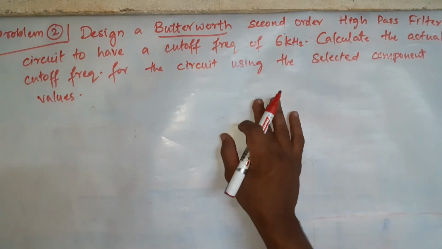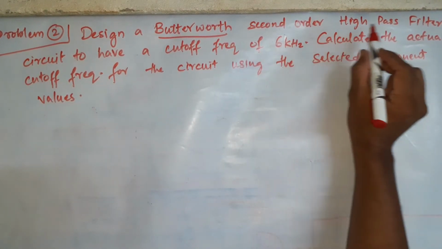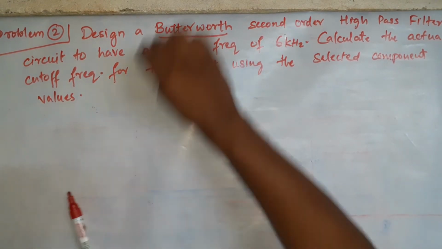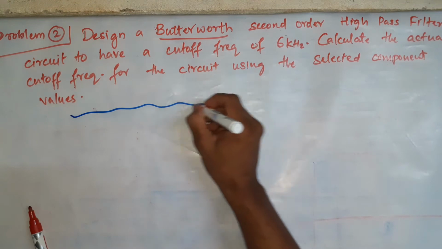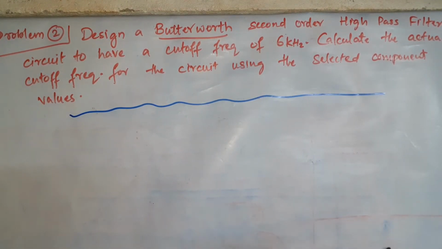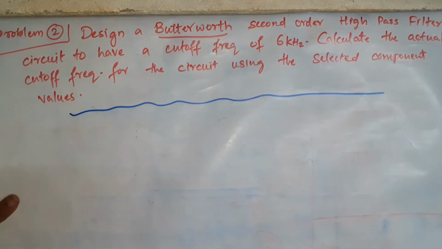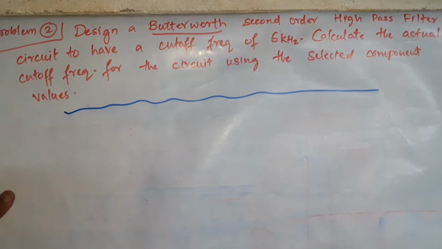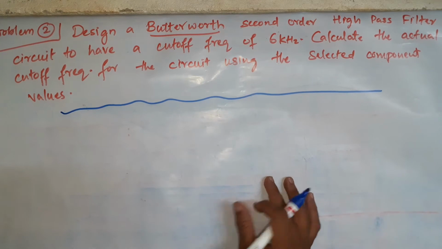Now to solve this problem, I want you to draw the second order high pass filter first. Whenever you see a problem, you should draw the circuit diagram for the filter. Then only you can understand what all things you have to calculate with the given design. So let me draw the circuit diagram for the second order high pass filter.